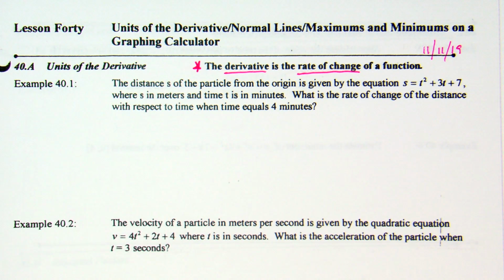As we look at example 1, let's read through it, and then we'll backtrack and talk about the pieces. The distance s of the particle from the origin is given by the equation s equals t squared plus 3t plus 7, where s is in meters and time t is in minutes. What is the rate of change of the distance with respect to time when time equals 4 minutes?